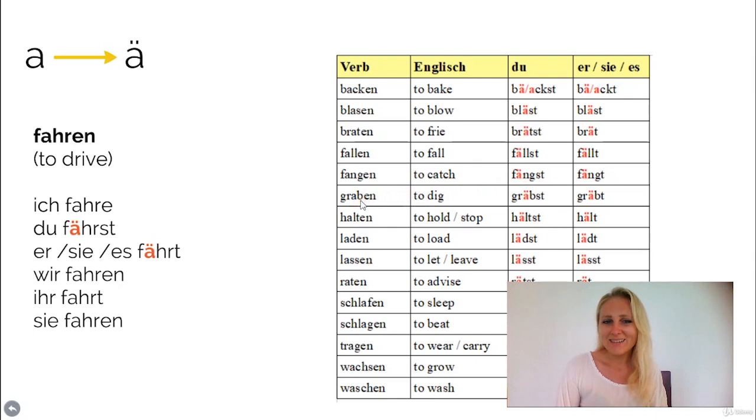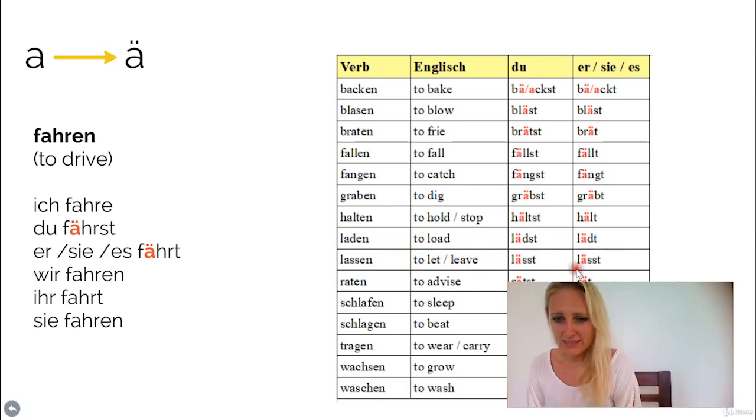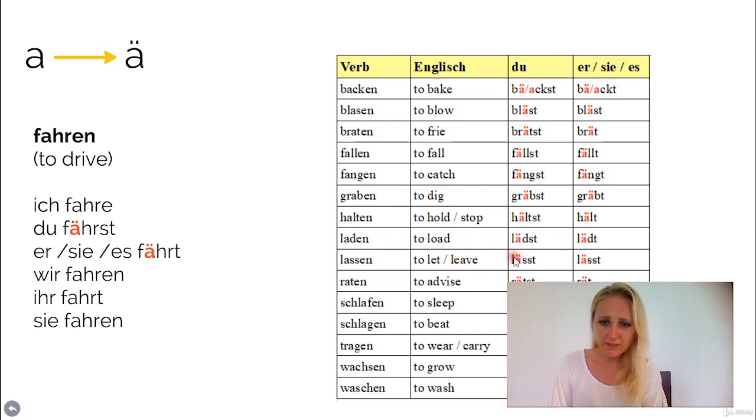Please listen closely to the pronunciation, so I will just go through all of them. Graben, to dig, du gräbst, er, sie, es gräbt. Halten, to hold or to stop, du hältst, er, sie, es hält. Laden, to load, du lädst, er, sie, es lädt. Lassen, to let, to leave, du lässt, er, sie, es lässt. The conjugation is the same here.